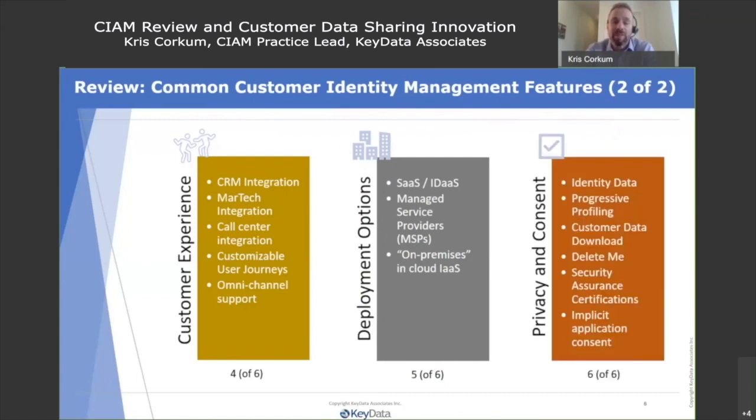And finally, privacy and consent is typically focused on the actual identity data that customers share with an organization during registration. And we'll talk more about additional customer data shortly. Progressive profiling is a technique we use to capture only the customer data we need and only when we need it.